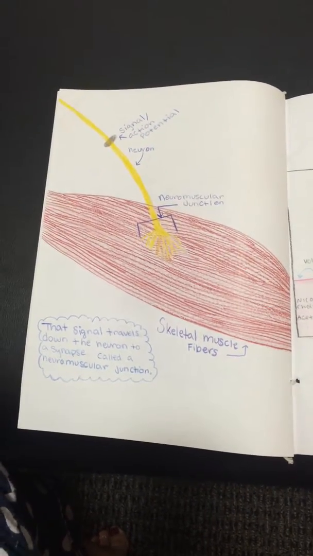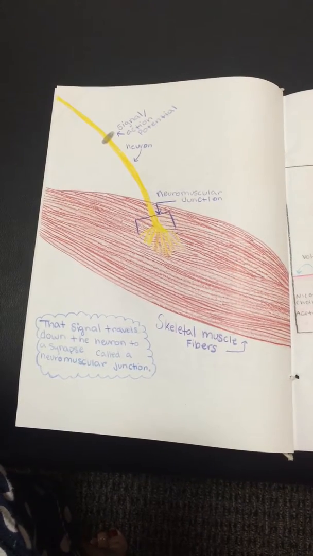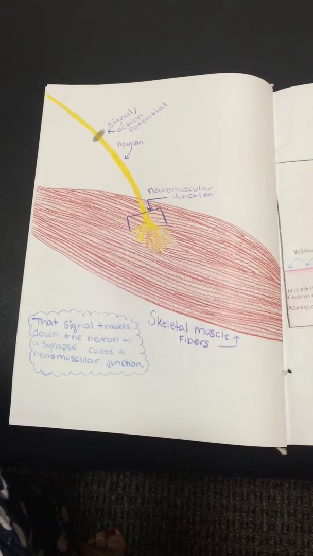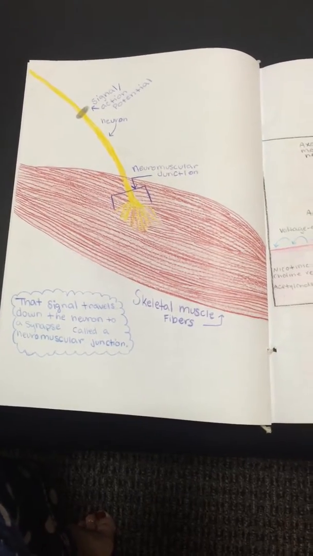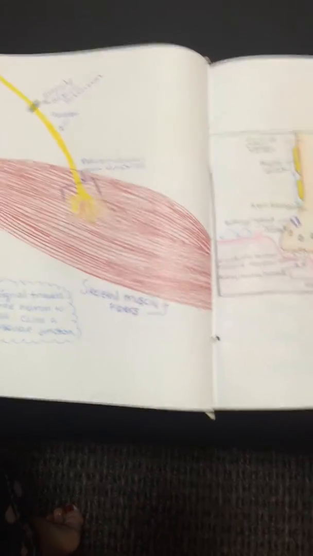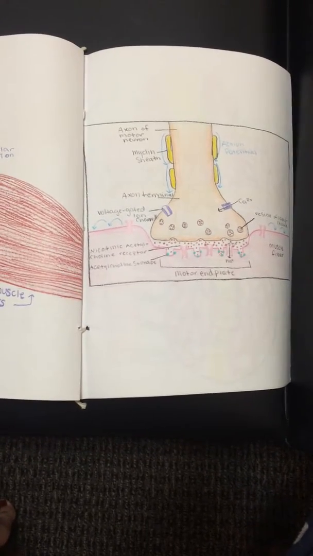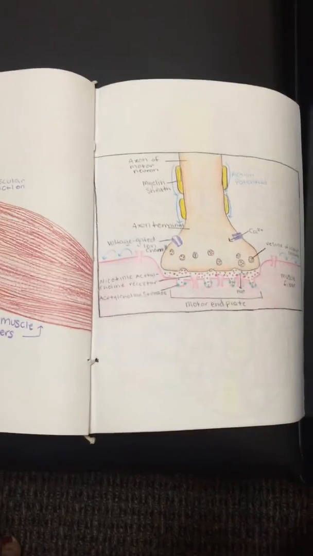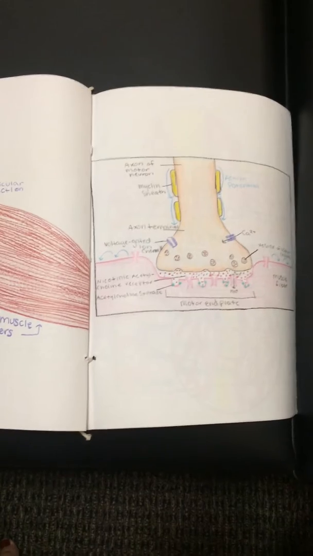Excitation-contraction coupling is the connection of that action potential in the sarcolemma and the contraction of a muscle fiber. In a skeletal muscle fiber, the cell membrane is called a sarcolemma. That action potential travels down the neuron and reaches the neuromuscular junction. It then causes calcium to be let into the axon terminal, or the very end of the neuron.